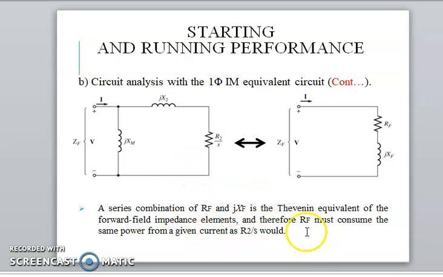We can see here that RF must consume the same power from the given current as the rotor does, as R2 over S would. And so the current that flows through jX2 and R2 over S is the same amount.